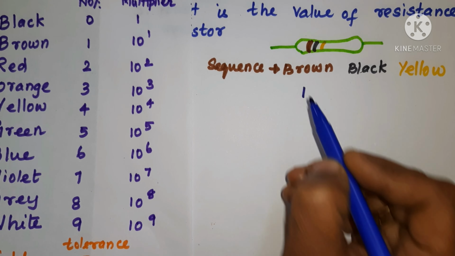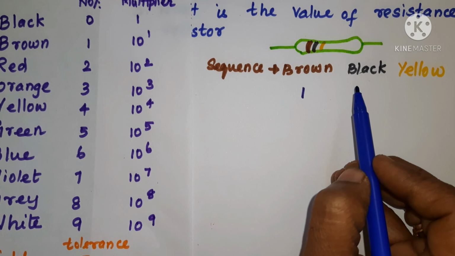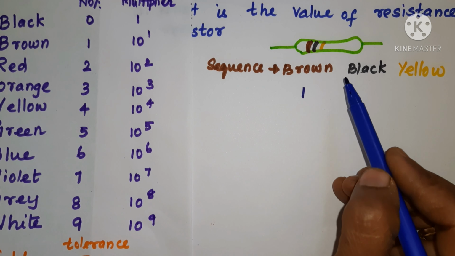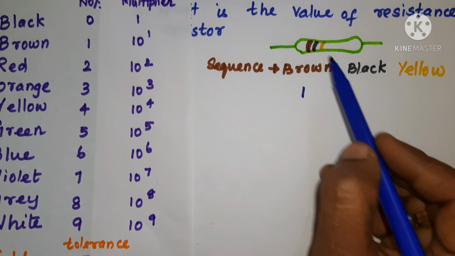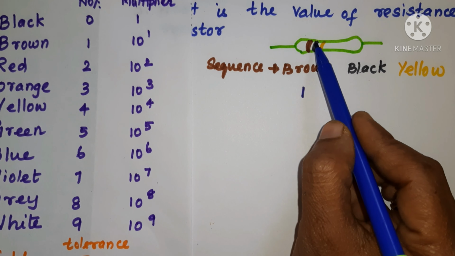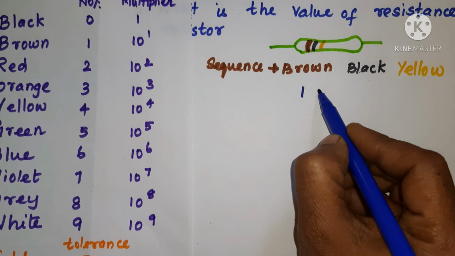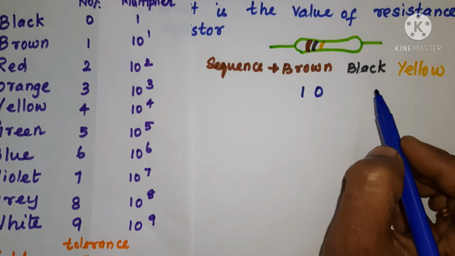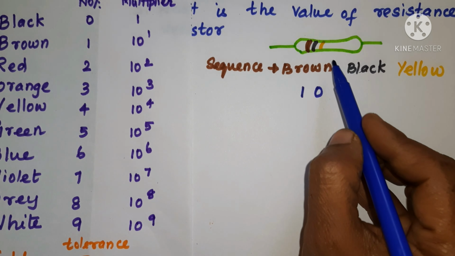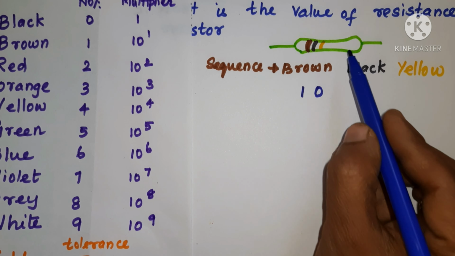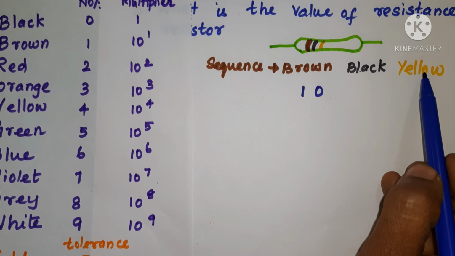So I can write that to be 1. The next one also we write the same. That is the significant figure of that corresponding resistor we have to write for the particular color. For black it is 0. So I write here to be 0. And the third ring indicates the decimal multiplier after them. What is the decimal? Yellow color is there.